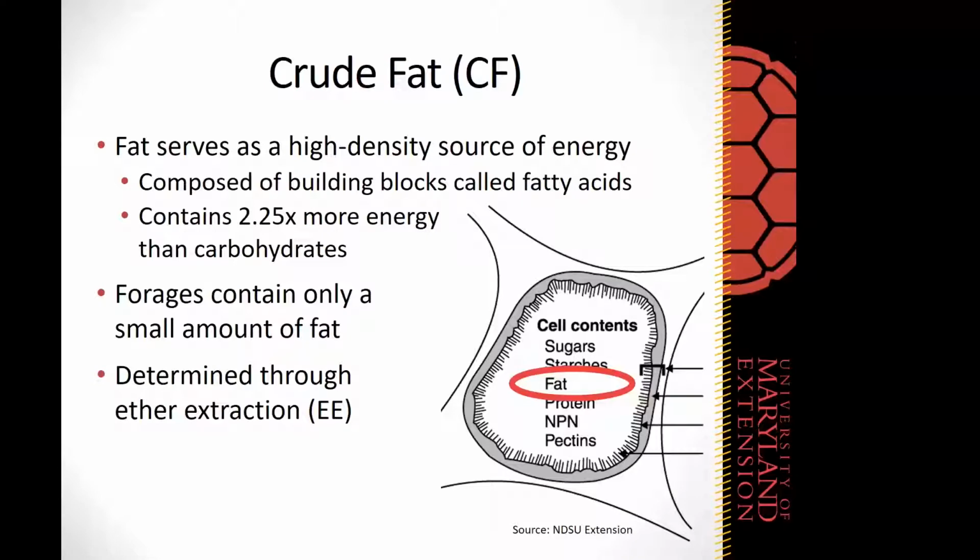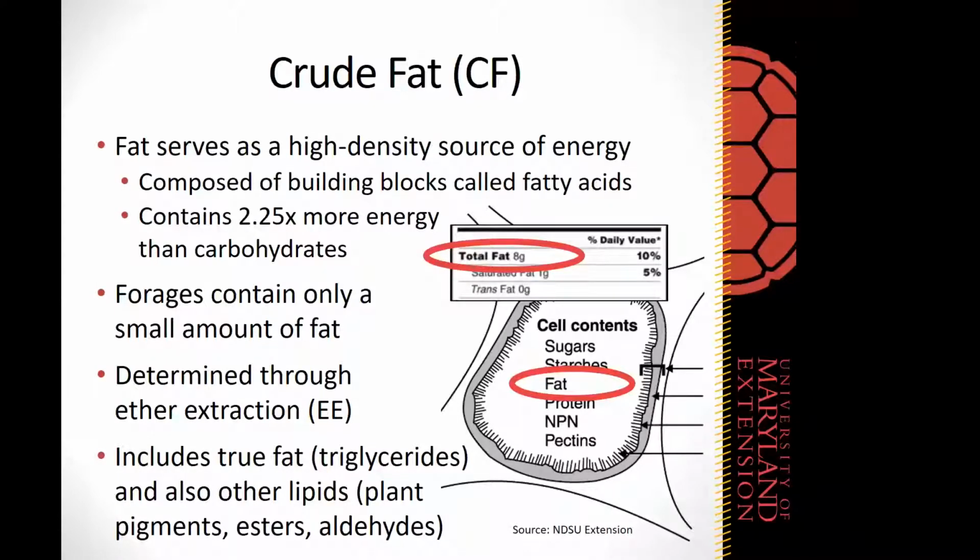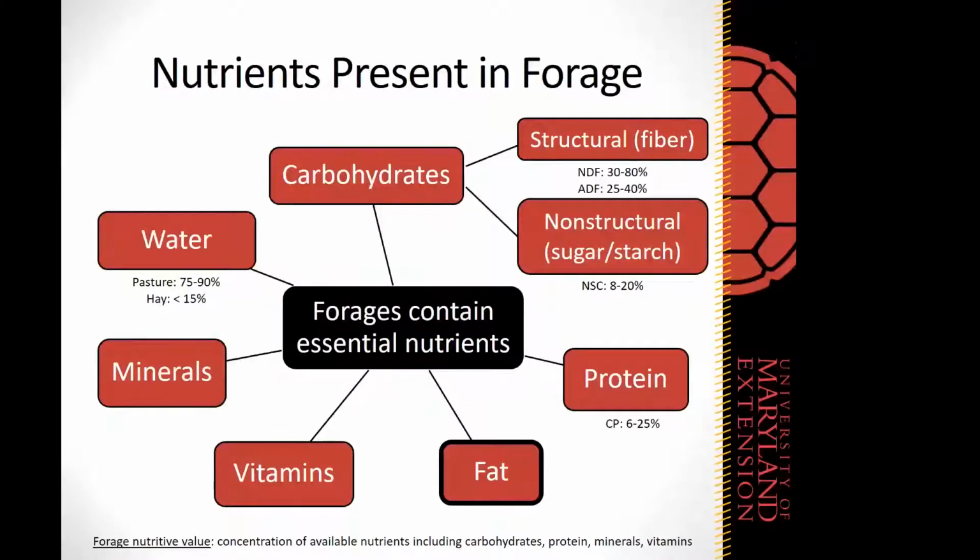The way fat is determined in the lab is through ether extraction, or EE, you may see it abbreviated. That's how we determine our crude fat measurements. And because it's crude, sort of like the crude protein, it includes a couple of other things in addition to our true triglyceride fat sources. So it also includes some other lipids like some pigments, some esters, some aldehydes that are present in the plant, along with those triglycerides. And if we compare that to our human nutrition label, we of course have a total fat measure on there. So that's the most closely related measure we see on our human nutrition labels. As far as fat percentage, I mentioned that it was very small. We usually only see maybe 2 or 3% fat in our forages. So really our livestock don't consume a lot of fat, and what they are getting is usually not from the forages.